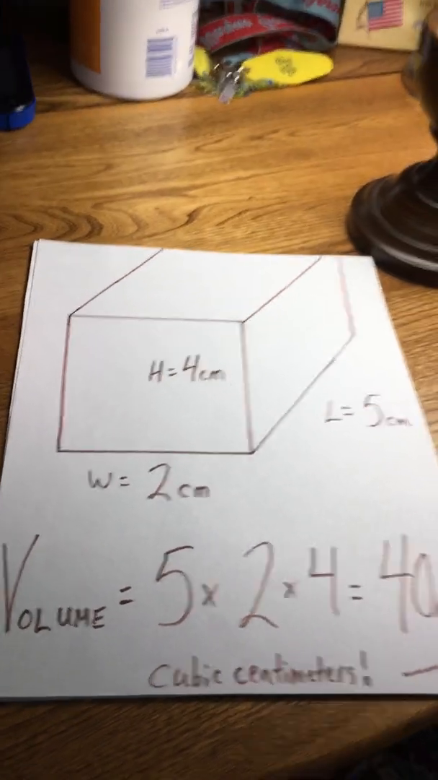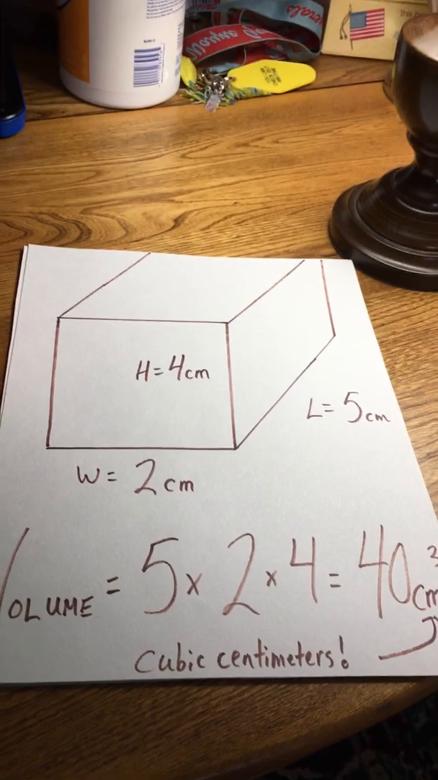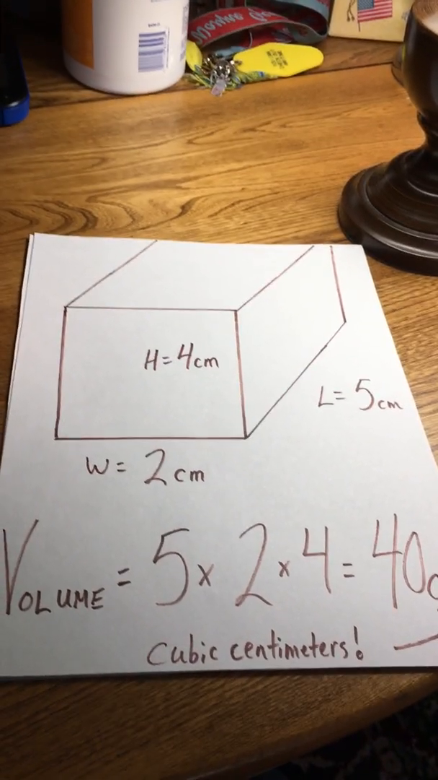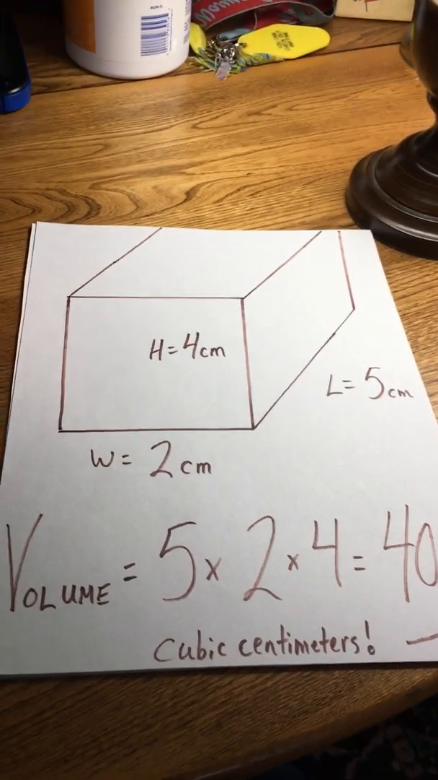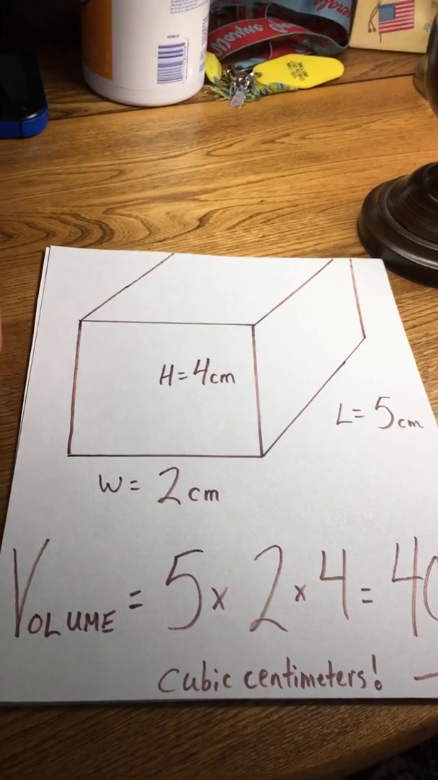Okay, I think one of the rectangular prisms that you're asked to calculate has dimensions of 5 times 2 times 4. In this case, the length would go first, 5, and then the width would be the 2, it's in the middle, and then 4 would be the height.